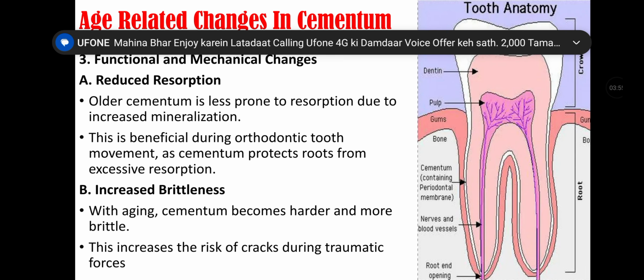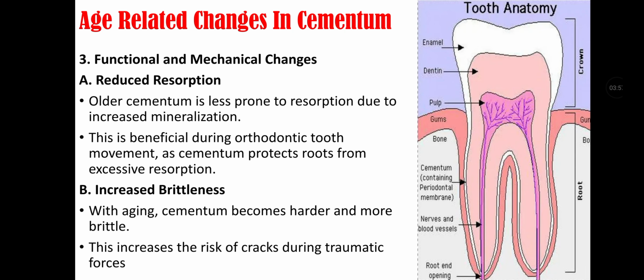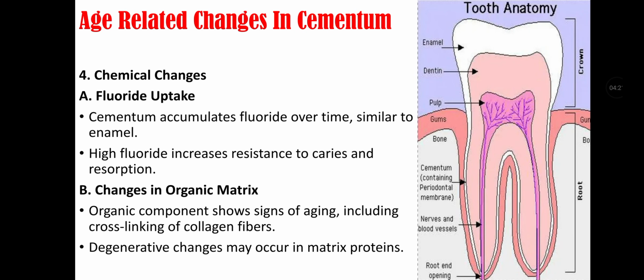Third changes are functional or mechanical changes that include reduced resorption and increased brittleness. Reduced resorption: older cementum is less prone to resorption due to increased mineralization, and this is beneficial during orthodontic tooth movement as cementum protects the tooth from excessive resorption. Second is increased brittleness. With aging, cementum becomes harder and more brittle. This increases the risk of cracks during traumatic forces.